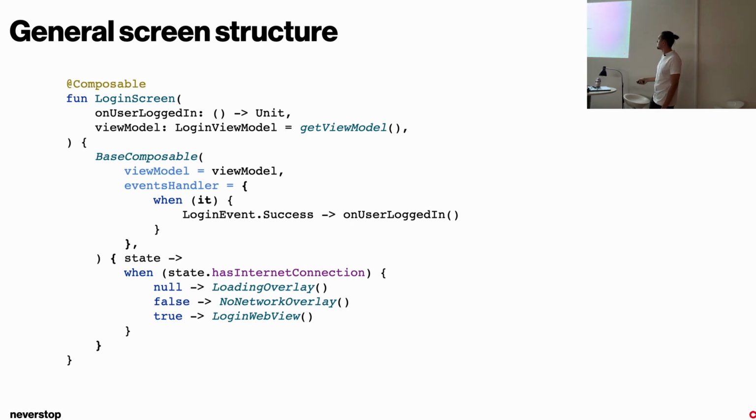In this example, login screen has login state, and the only thing inside of that is this has internet connection attribute. It can be null, false, or true, and depending on which state this is, we just display a different thing. So those loading overlay, no network overlay, and login web view are just composables declared literally anywhere, and whenever state changes, this is reflected on Compose. This is what I mentioned earlier, where you just pass in the state and Compose renders everything for you.